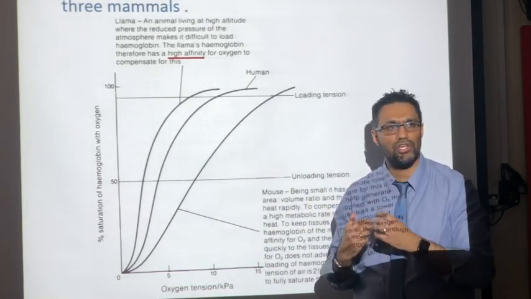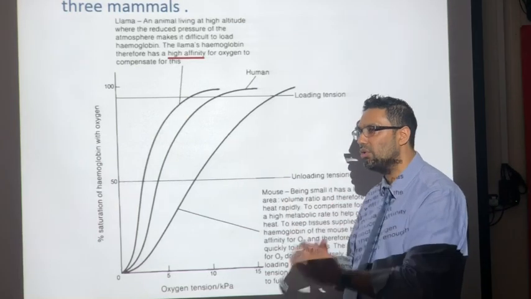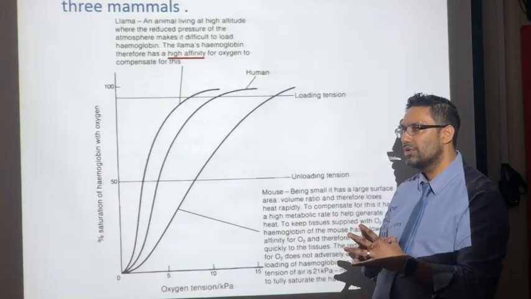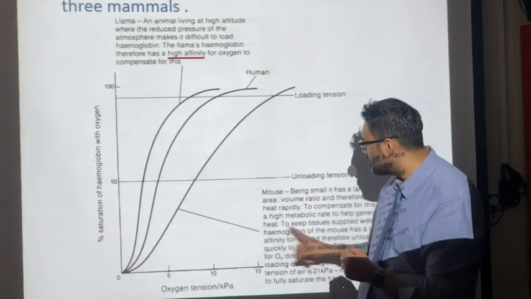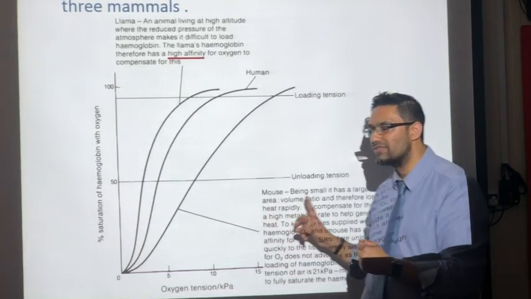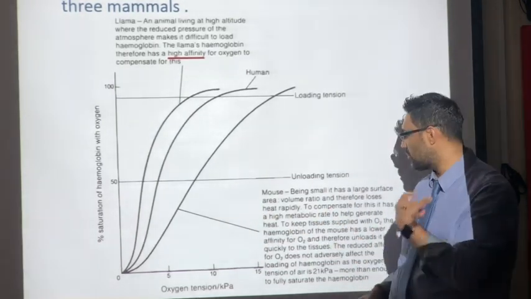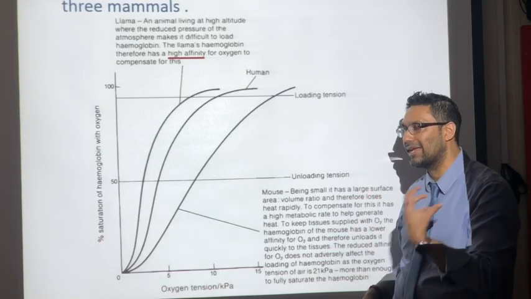So, is the dissociation curve going to be to the left or to the right of the humans? To the right. See, here you go. The mouse has a high surface area to volume ratio, generates lots of heat. It's going to get cold really quickly. It needs to keep generating that heat.